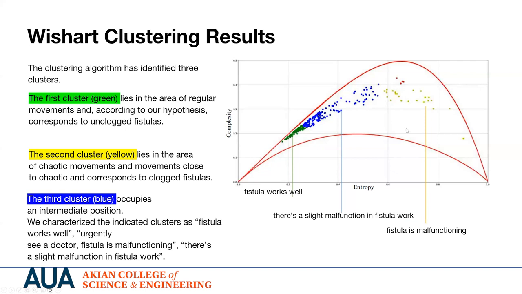Then the yellow cluster means high complexity and high entropy. So this is a very chaotic time series, and we think that the fistula is malfunctioning.